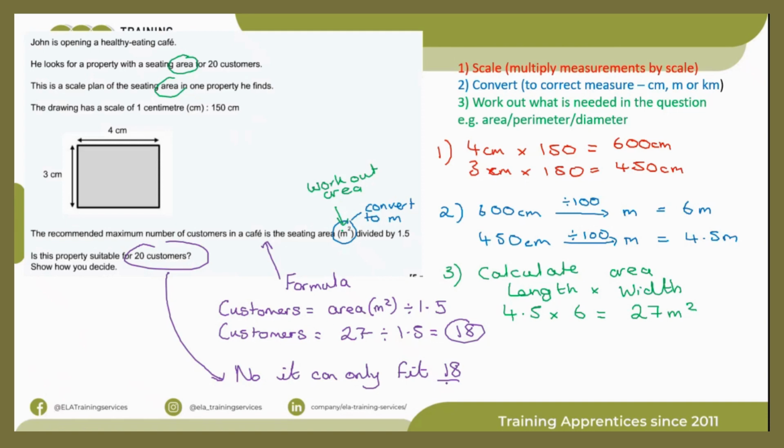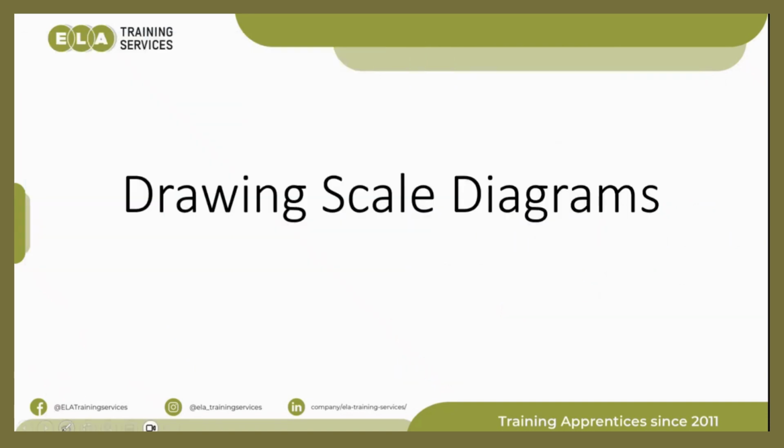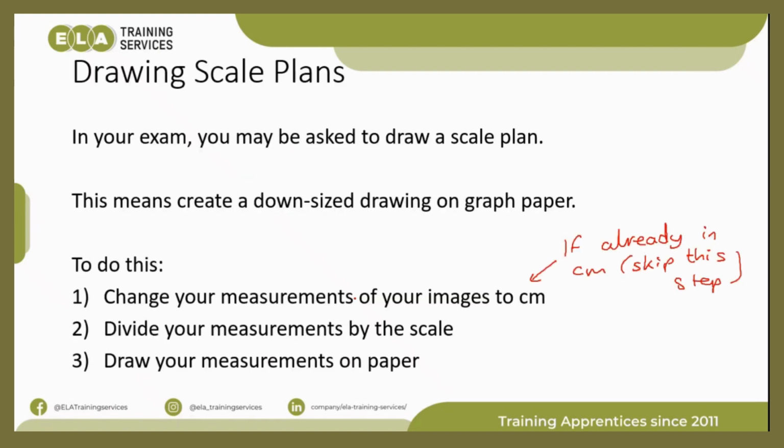So now we are on to our last element of scale, which is actually drawing scale diagrams where we're given some measurements and we have to transfer those images onto graph paper. So, for example, when we're drawing scale plans, in the exam you might be asked to draw a scale plan, which means create a downsized drawing on graph paper. To do this, we have 3 steps. You change your measurements of your images to centimetres. Now, if it's already in centimetres, you can skip this step. You then divide your measurements by the scale, so that second number, and then you draw your measurements on paper.